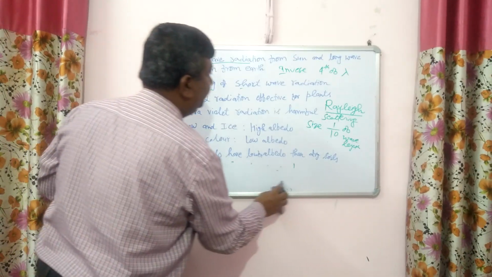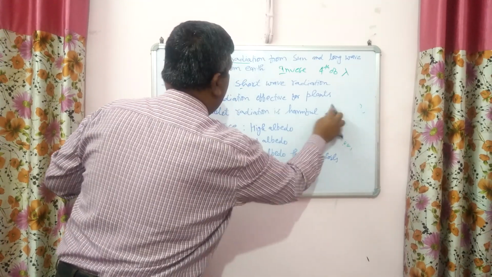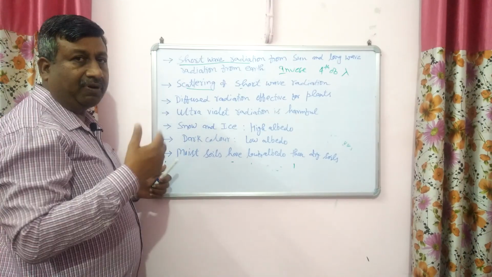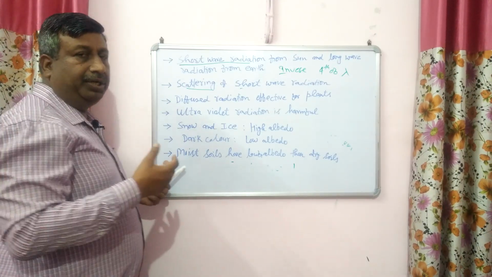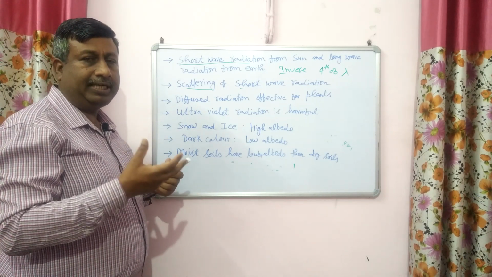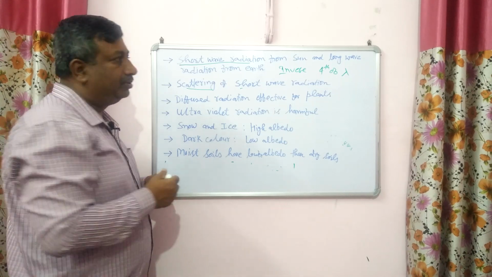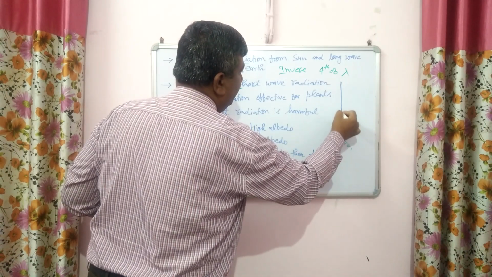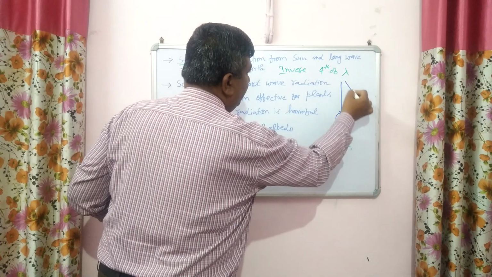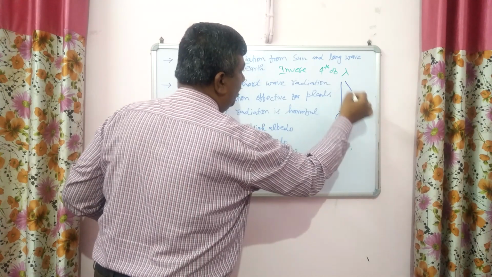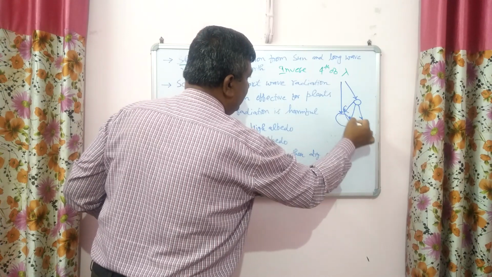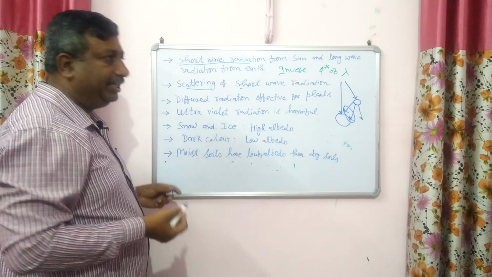Next, diffused radiation is more effective for plants. So what is diffused radiation? Diffused radiation is that radiation which reaches the earth, or a substance, by scattering. Suppose a radiation reaches an object directly, it is known as direct radiation. And suppose radiation is hit by small particles, scattering occurs, and it reaches the substance, then this radiation is known as diffused radiation.